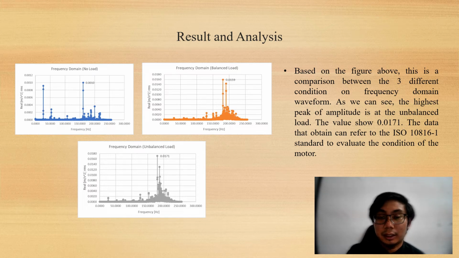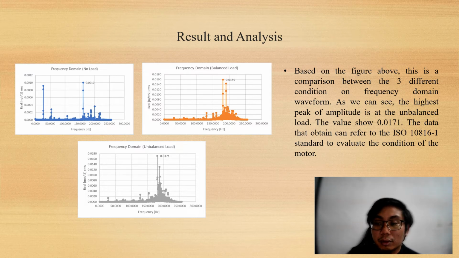The data reading is at bearing. As we can see, the highest peak of the amplitude is at the unbalanced load. The value shows 0.0171. The data that I obtained, I will refer to the ISO 10816-1 standard to evaluate the condition of the motor.